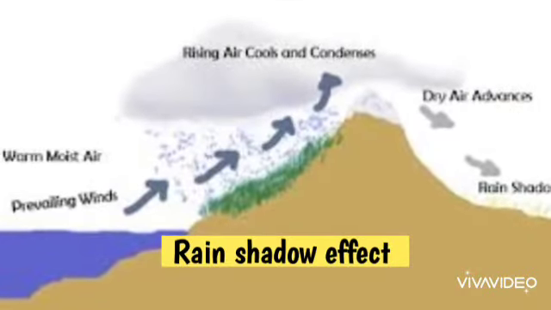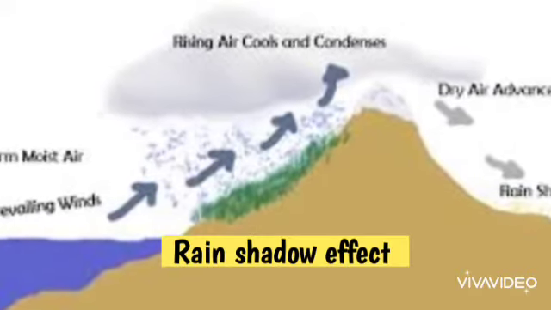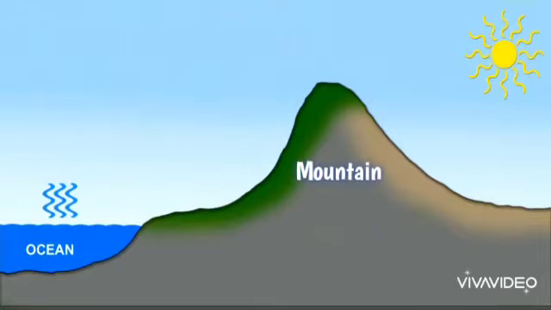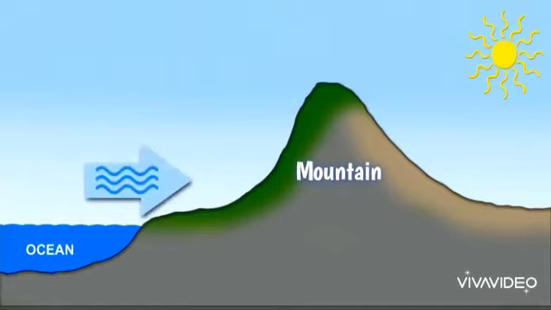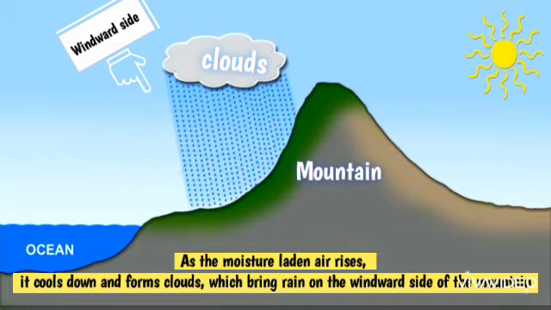Rain shadow effect is another reason for the formation of hot deserts. Some deserts that are located near the mountains have formed due to the rain shadow effect. Children, in the picture, can you see the mountain? Okay. Can you see the ocean on the left side? Moist air blowing from the ocean is forced to rise up. As the moisture-laden air rises, it cools down and forms clouds. Can you see? It brings rain on the windward side of the mountain. This is the windward side.